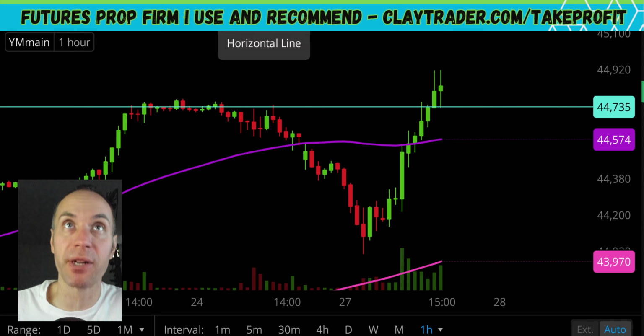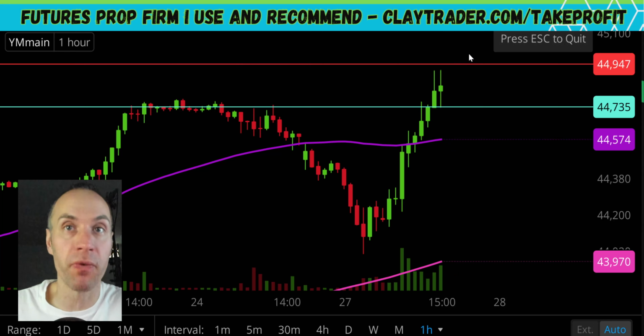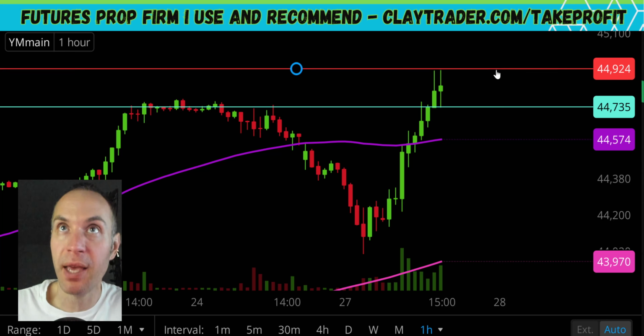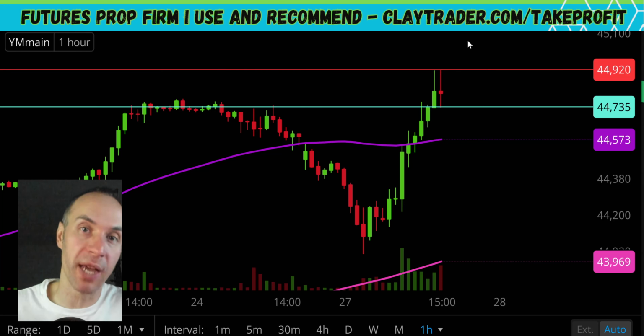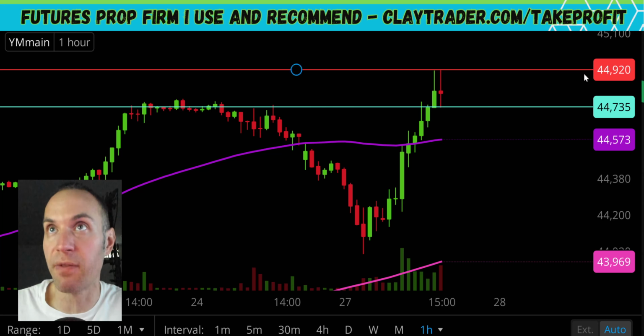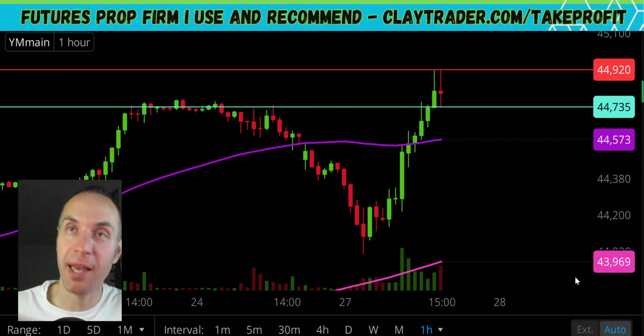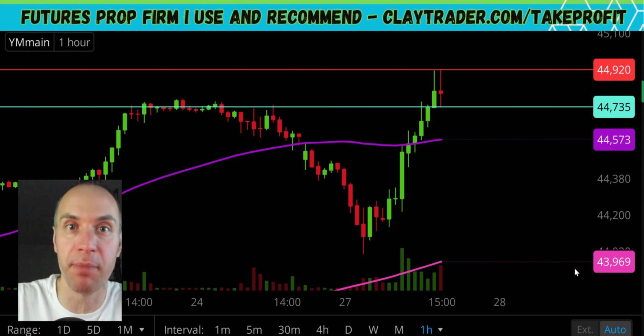And then as far as areas of resistance are concerned, no need to overcomplicate this. This huge move right here, where did the party finally stop? It stopped right up there a couple times at 44,920. So for that reason and that reason alone, that would be the key level to watch from the resistance standpoint. But yeah, the Dow Jones with the YM truly just marching to the tune of its own beat.